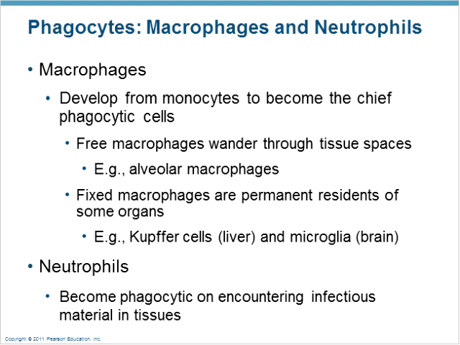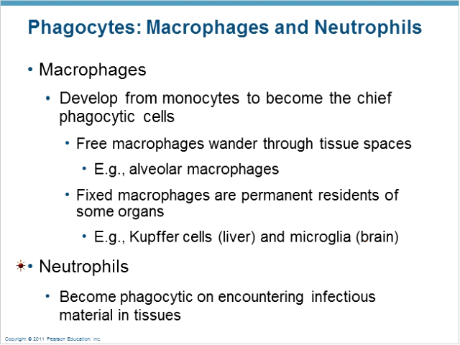Free macrophages wander through tissue spaces. They wander all the way through like freewheeling cells. For instance, alveolar macrophages live in the alveoli of the pulmonary area. Fixed macrophages are permanent residents of some organs. For instance, we have Kupffer cells, which are permanent macrophages of the liver. We have microglia, which are those permanent glia cells of the brain.